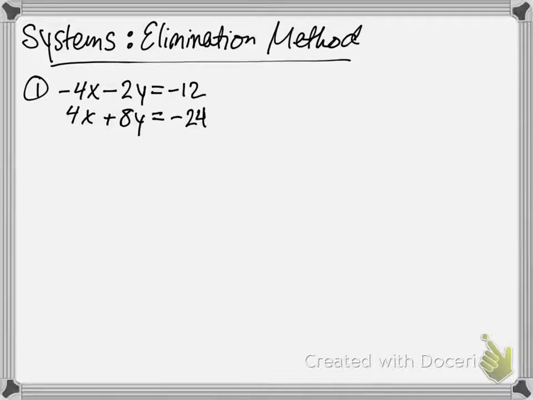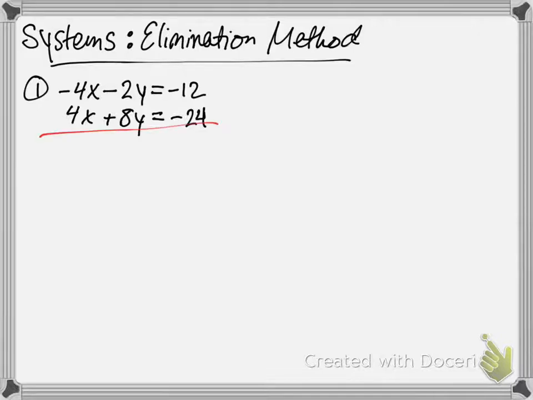First thing, to solve using the elimination method, we are trying to eliminate a variable. So first, make sure your variables are lined up. Make sure the x's are stacked on top of each other, the y's are stacked on top of each other, and the equal signs are right on top of each other. They are in this case, so we can go into elimination.